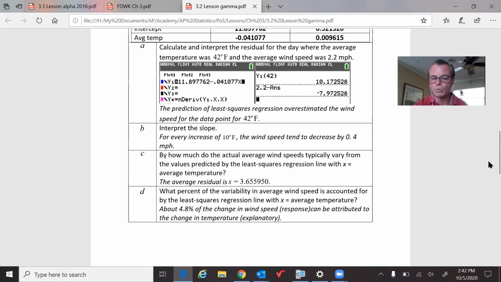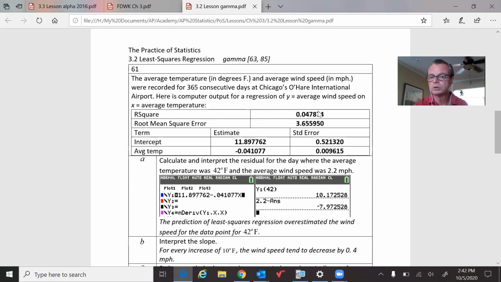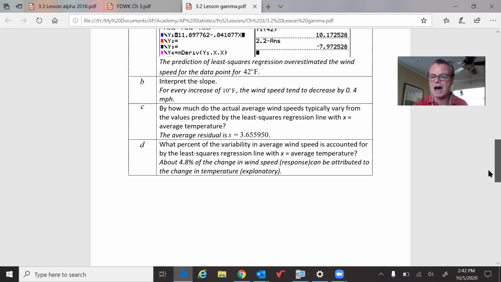So what percent of the variability, which is a synonym for change, in average wind speed is accounted for by the least square regression line? And that's the R squared value, which they tell you is essentially 4.8%, which is very low. Well, yeah, I mean, you wouldn't expect that you could predict the wind speed from temperature. So that's telling you less than 5% of the change in the wind speed can be attributed to the change in the temperature. Okay?